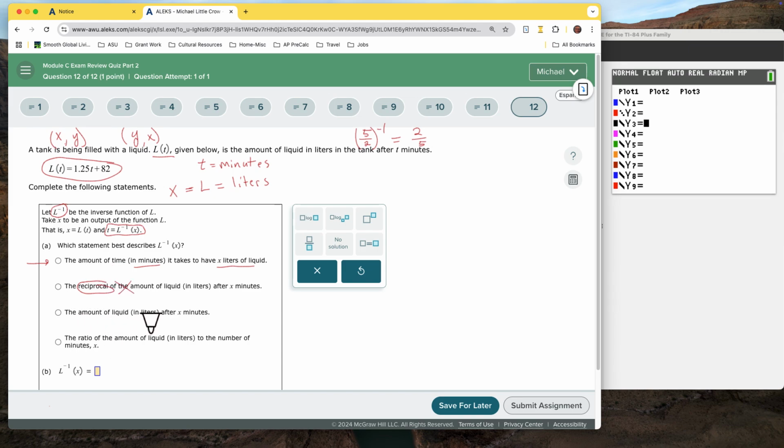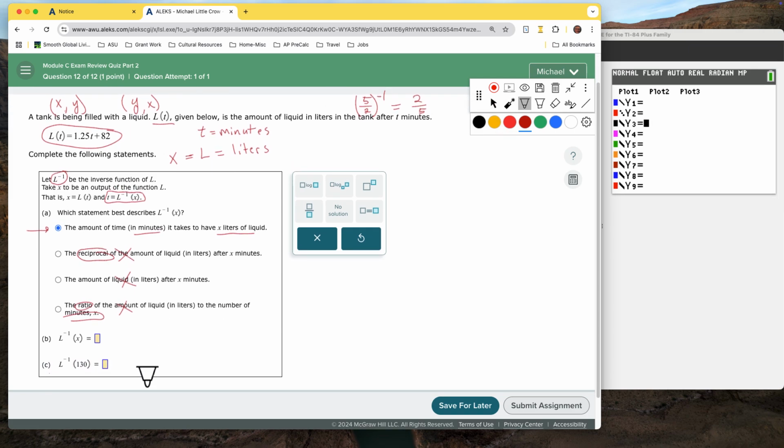The amount of liquid in liters after X minutes, well, we already said X is not time, X is liters, so that doesn't make sense. The ratio of the amount of liquid in liters to the number of minutes X. Again, X is not in minutes, this cannot be it. The ratio is a fraction, maybe getting at slope or something, but X is not in minutes, X is in liters. So by labeling our variables, it helps us see, yes, indeed, it's the first answer that we thought it was, and the other ones are just kind of leading us off the track. Okay.